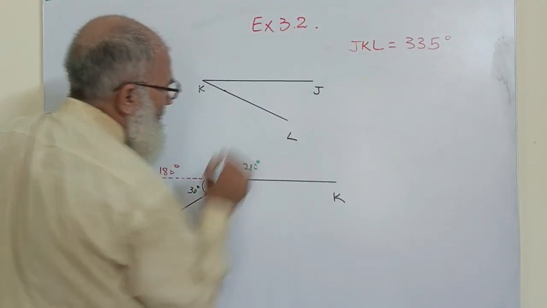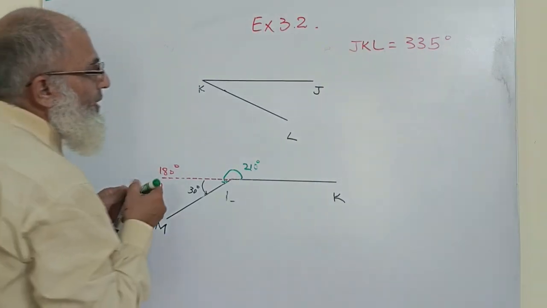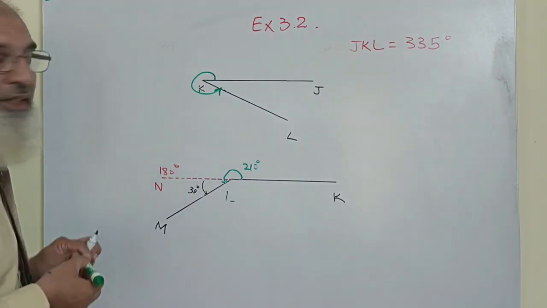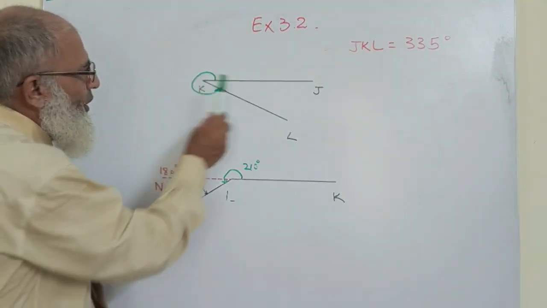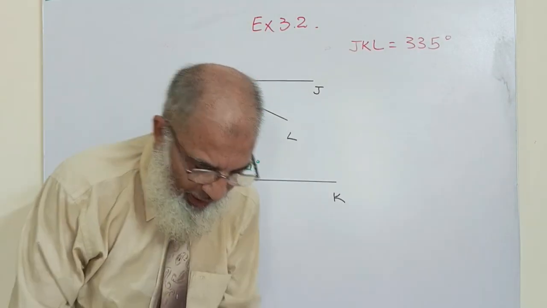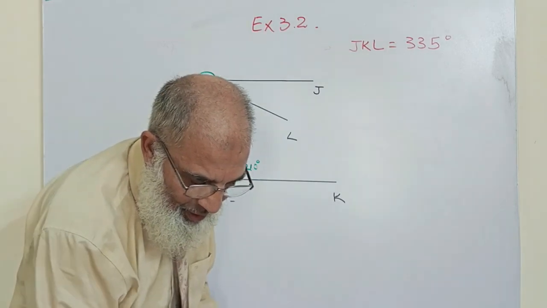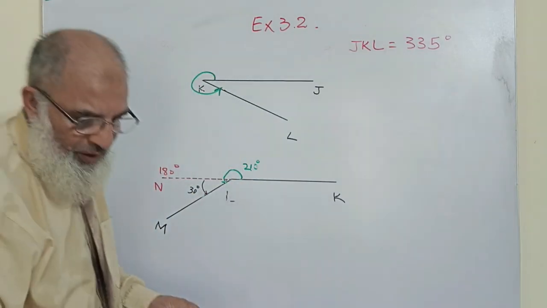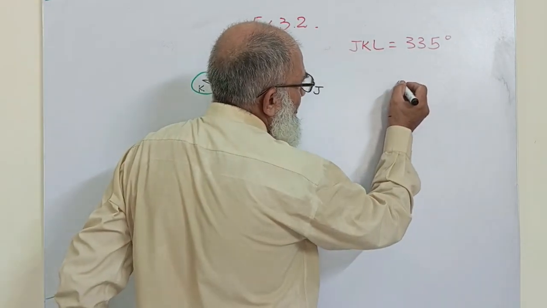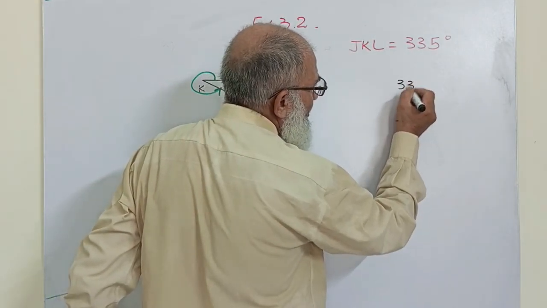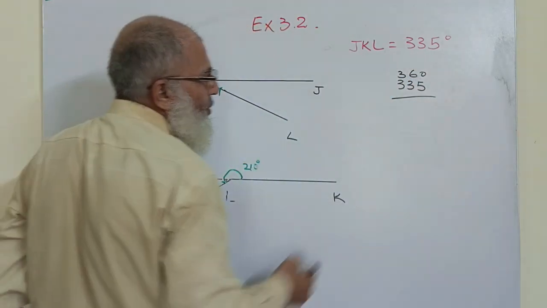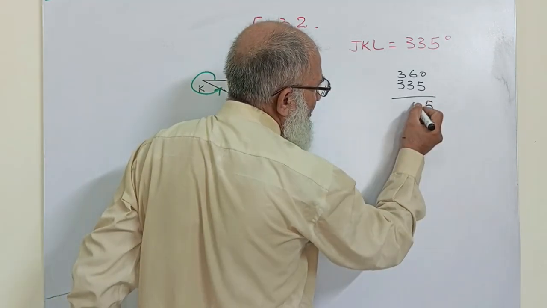Now this is L. Now which angle is 335 degrees? This angle is 335 degrees. Now my dears, the same is the case over here. If we don't have this one protractor with us, what will we do? We will just subtract 335 degrees from 360 degrees. So what will it become? 25 degrees.